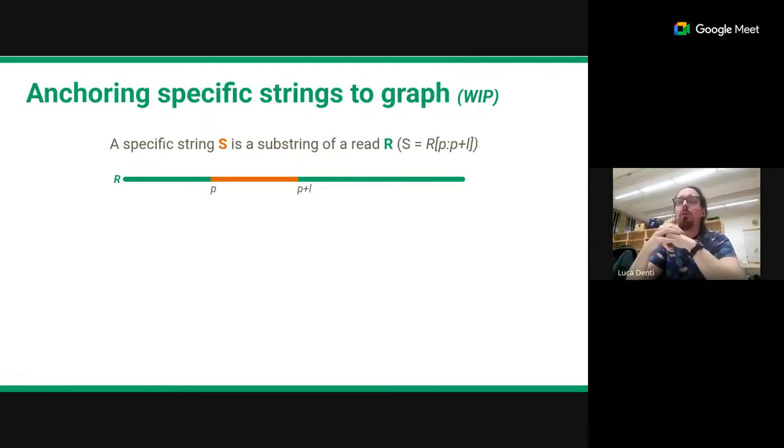So now we need to anchor these specific strings to the graph somehow. We don't have alignment information. So this is a work in progress. It's one of the steps that can be improved by a good margin. But yeah, a specific string is a substring of a read.